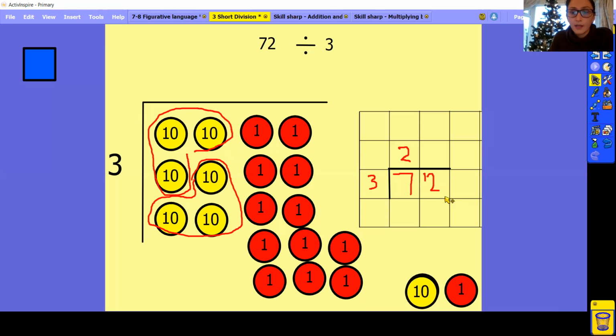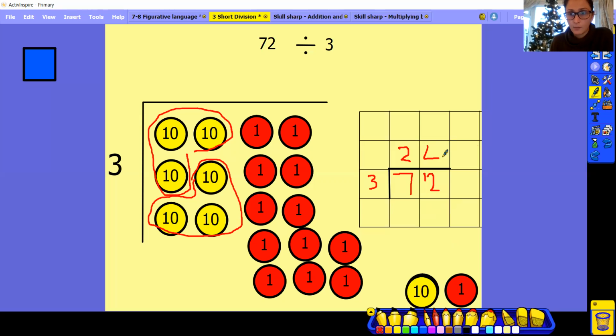And what you're going to do is 12 divided by 3. You're going to see how many 3's go into 12. So let's do our 3 times table. We've got 3, 6, 9, 12. We've got 4. So 12 divided by 3 equals 4. And I can double check that by doing my equal groups. So again, 1 group, 2 groups, 3 groups, 4 groups. There we go. So 72 divided by 3 equals 24.